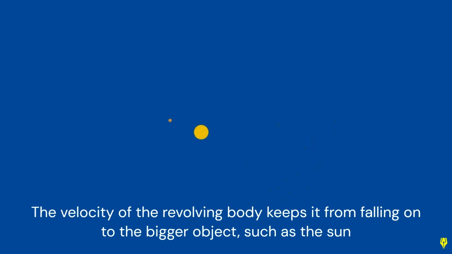This is the model of the Sun with the planet revolving around it. Notice how the planet comes close and goes further away, keeping an elliptical orbit.